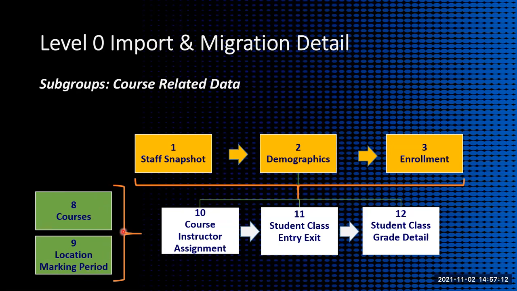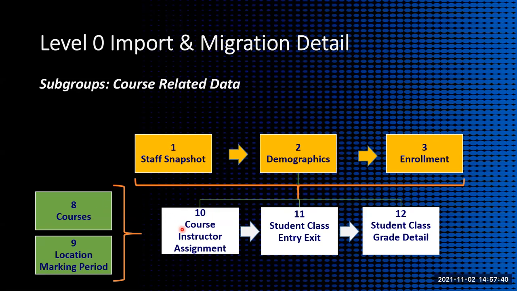Now let's take a look at item number 10, or course instructor assignment. This domain contains data that will link a teacher to a specific section of a course. So a prerequisite for migrating this data is to have your teacher data migrated by a staff snapshot and your course data migrated via courses. Got it? Good. But wait, there's more.